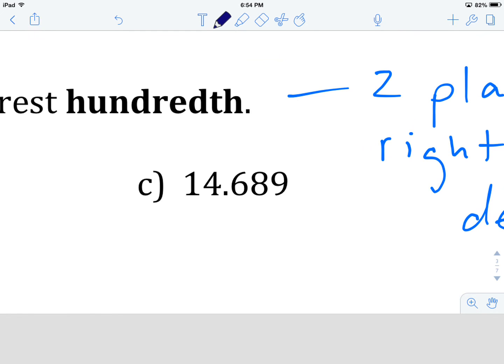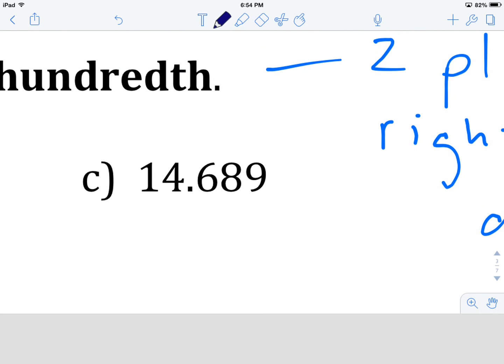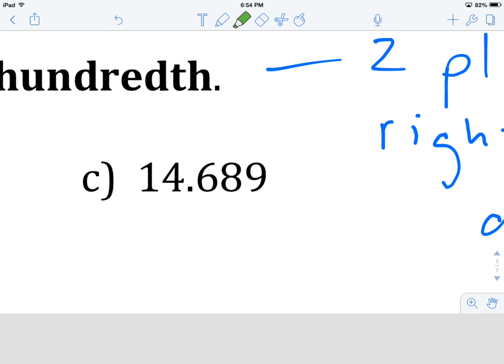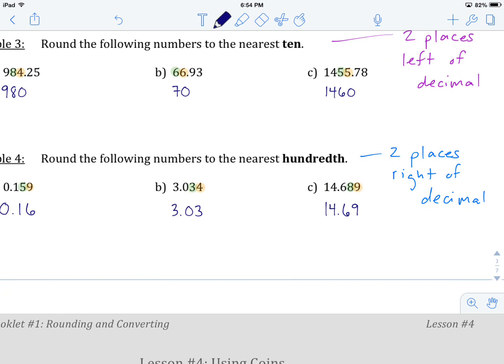All right, you're back. Let's have a look at this. We have 14.689. We're going to round to the nearest hundredths. Hundredth is right there. That's 2 to the right of the decimal. We look to the digit after it to tell us how to round. That 9 tells us that we will be rounding that 8 up to also a 9. So we have 14.69 rounded to the nearest hundredth.